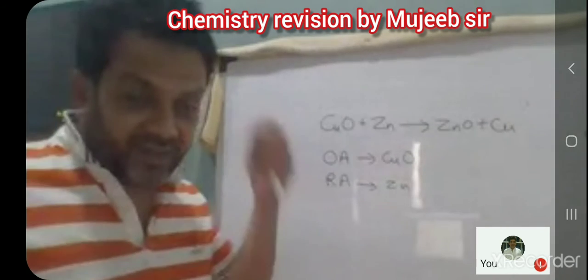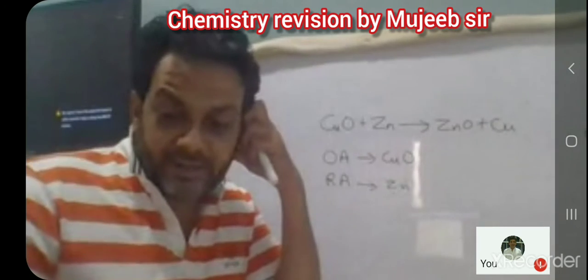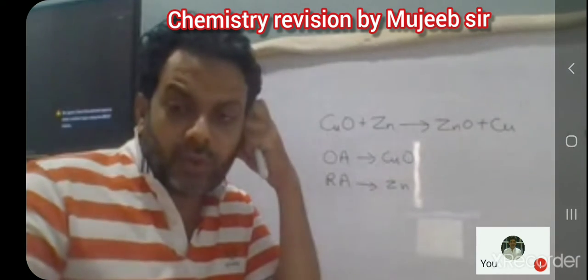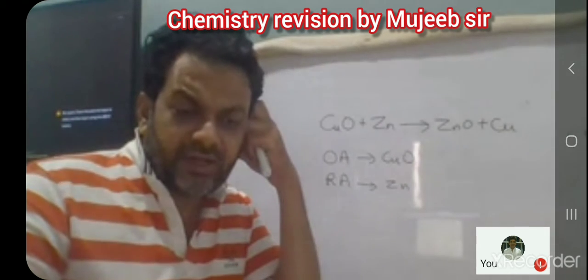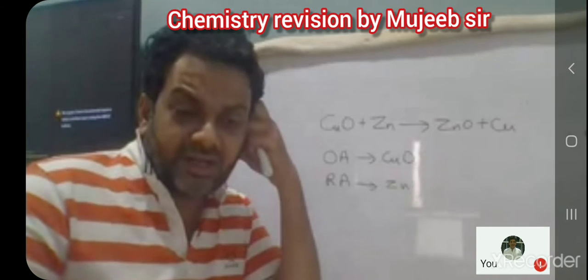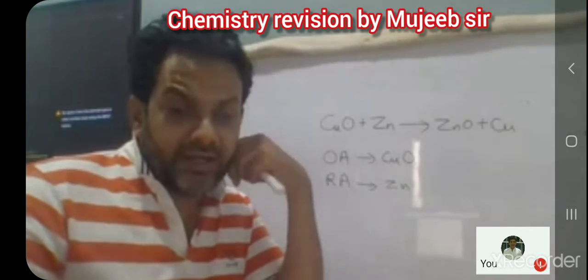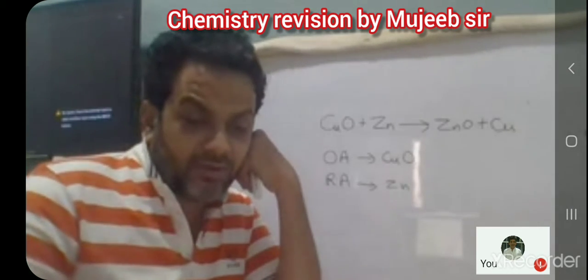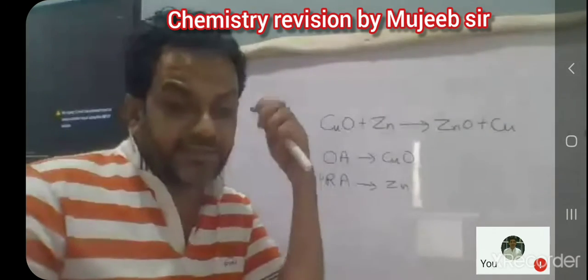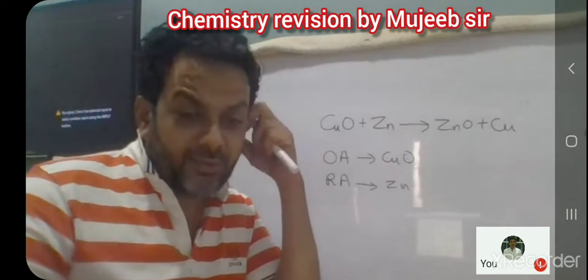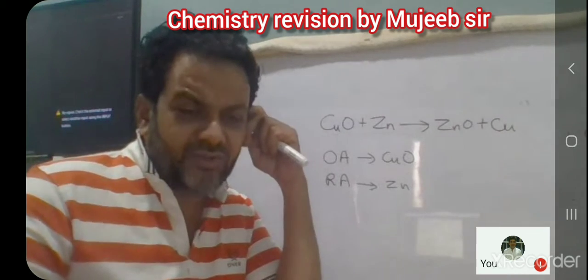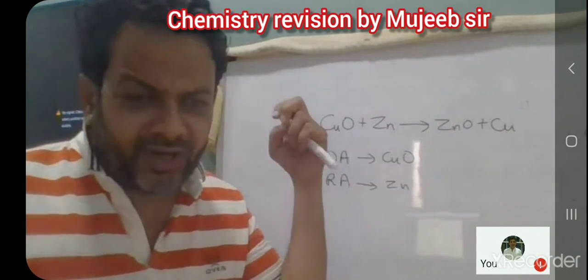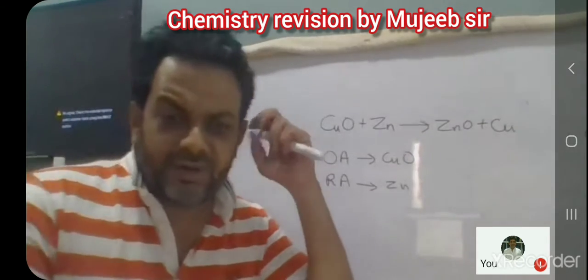Next, question number 102. Balance the following equations: aluminium plus bromine gives aluminium bromide, and calcium carbonate on heating gives calcium hydroxide. You can do this on your own. It's not that difficult.